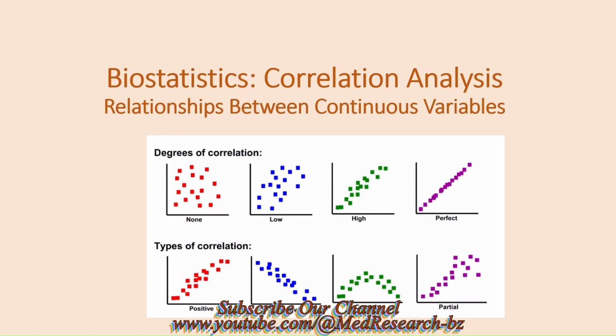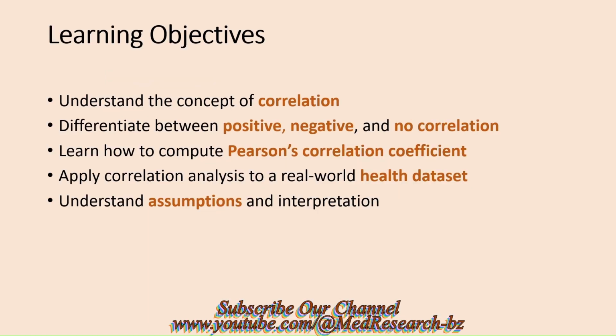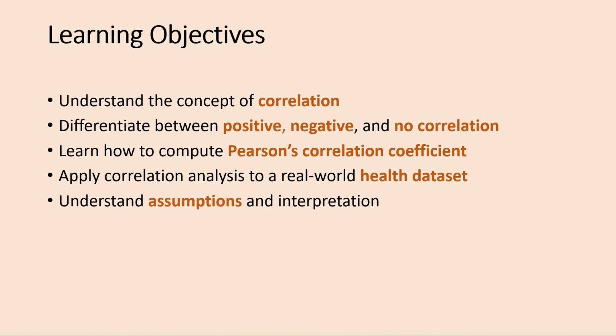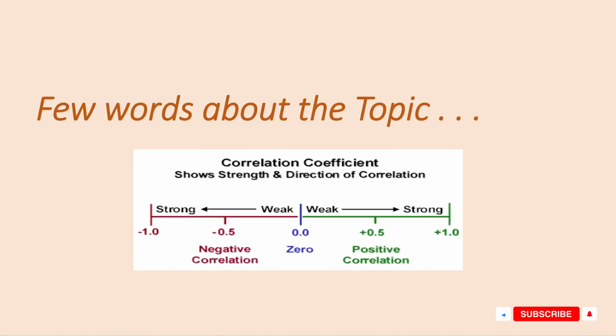Today we will learn about correlation analysis in biostatistics, the relationship between continuous variables. Our learning objectives are: understand the concept of correlation, differentiate between positive, negative and no correlation, learn how to compute the Pearson correlation coefficient in SPSS, apply correlation analysis to a real world health data set, and understand the assumptions and interpretations.